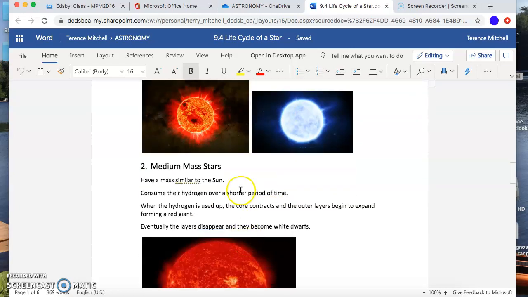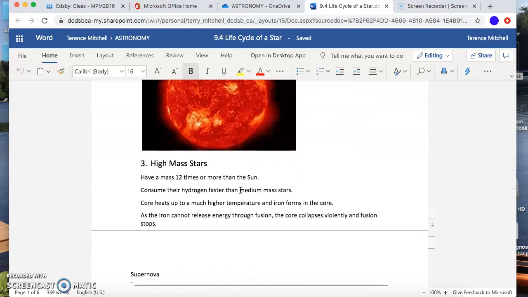Now, medium mass stars, so this is stars like our star, the sun. They consume their hydrogen over a shorter period of time than the low mass stars, but still a long time. And when the hydrogen is used up, the core of our sun will contract and the outer layers will begin to expand, forming what is known as a red giant. And eventually the outer layers disappear off into space, and our sun will become a white dwarf as well.